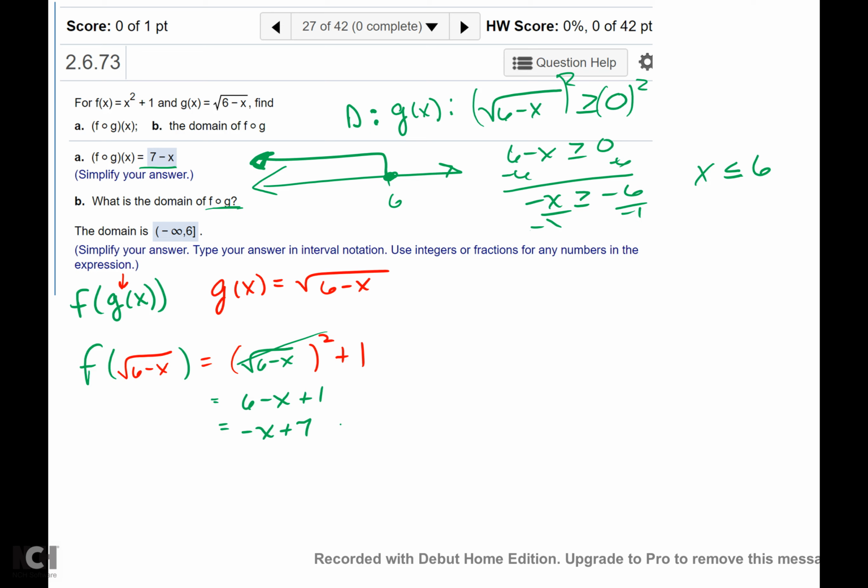Well, there's no more drama. I don't have a radical anymore, and I don't have any denominators. So there's no more extra drama, which means this is my domain of the composition, which goes from negative infinity to 6. 6 is included. Negative infinity is not.